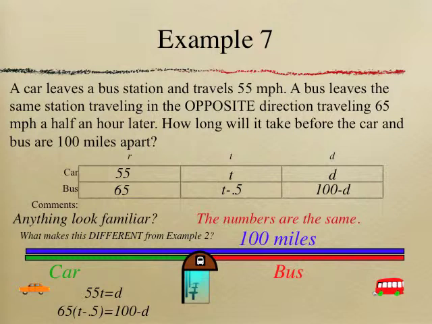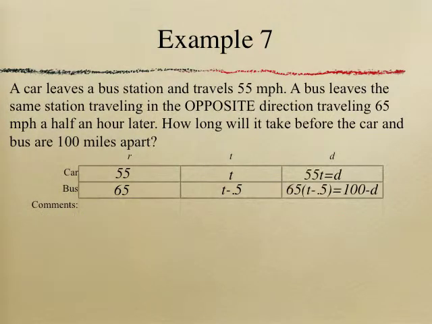So our equations would be rate times time equals distance. Rate times time equals distance. And all of these are just set up perfectly to do substitution with because we have D solved for. So we'll put 55T in place of D in the second equation. We'll distribute.